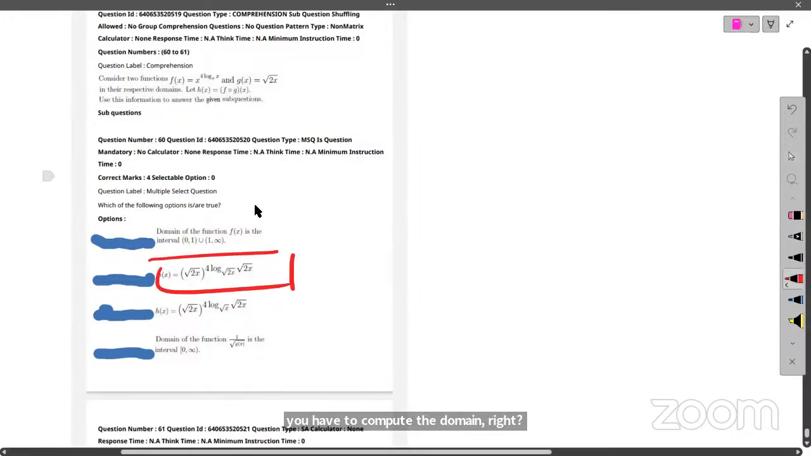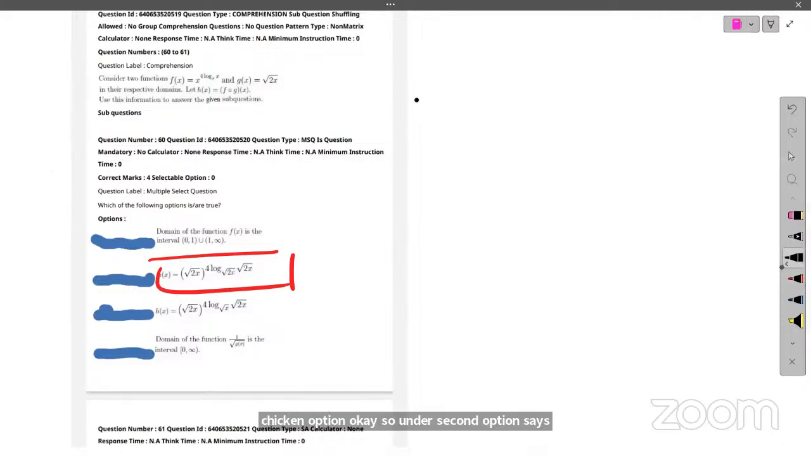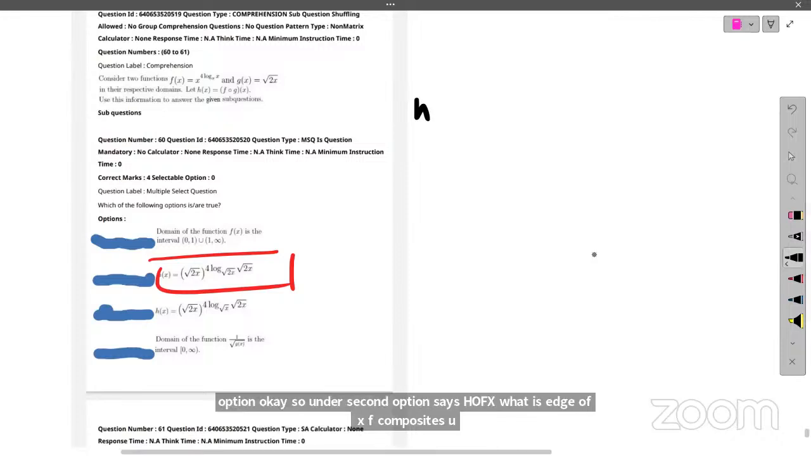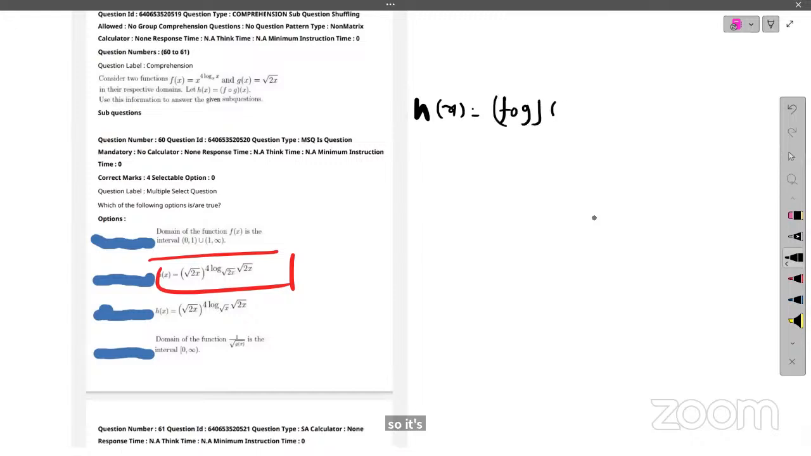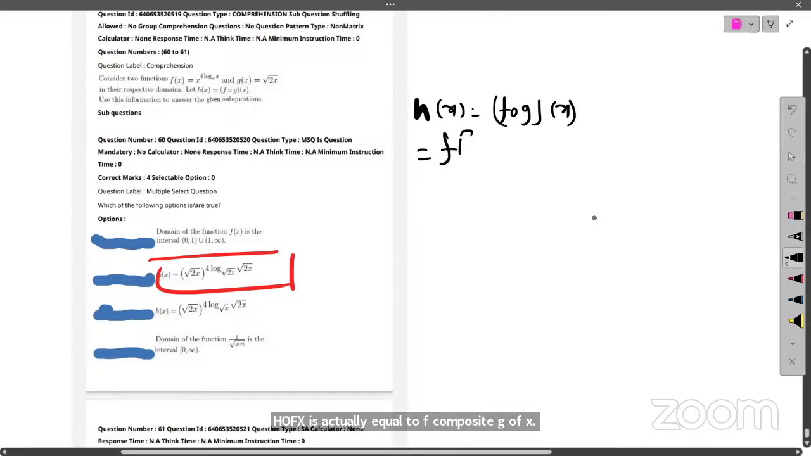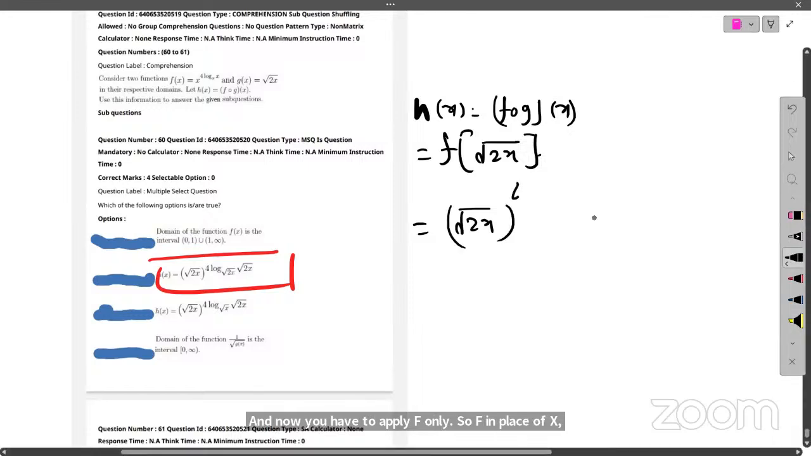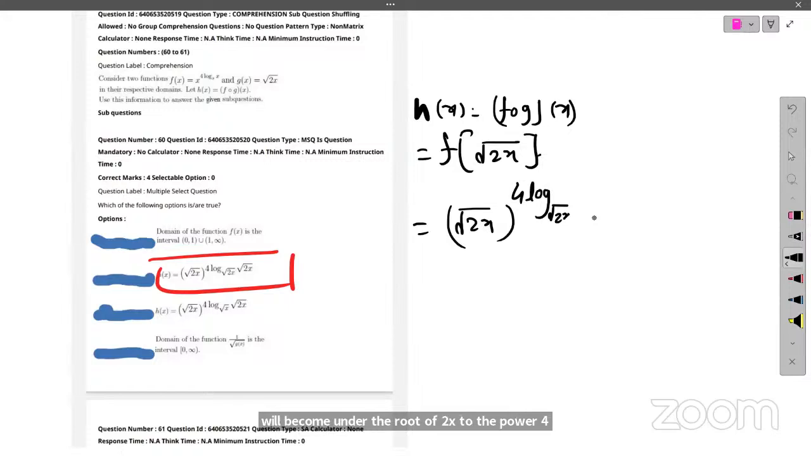Second option, okay. So what does the second option say? What is h of x? h of x is f composite g of x. That means first I have to apply g on x. What is g? g is under the root of 2x. And now you have to apply f on it. In f, wherever you see x, just put under the root of 2x. So it will become under the root of 2x to the power 4, log of under the root of 2x, into under the root of 2x. So yes, this option is correct.